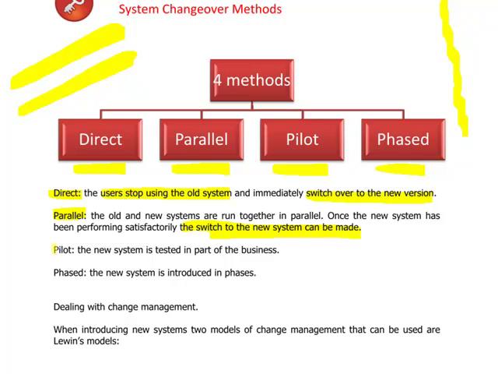The next possibility is to have a pilot system, and this is where we have a pilot system which is tested, for example, in part of the business. So we run it as a pilot to iron out any bugs or to see what is happening, and then we can actually implement it once we've run the pilot. And almost an extension of the pilot one is a phased introduction, where we introduce the new system in phases.